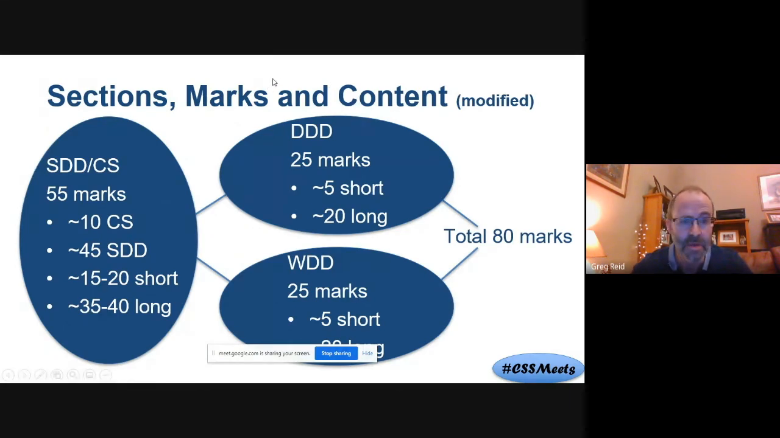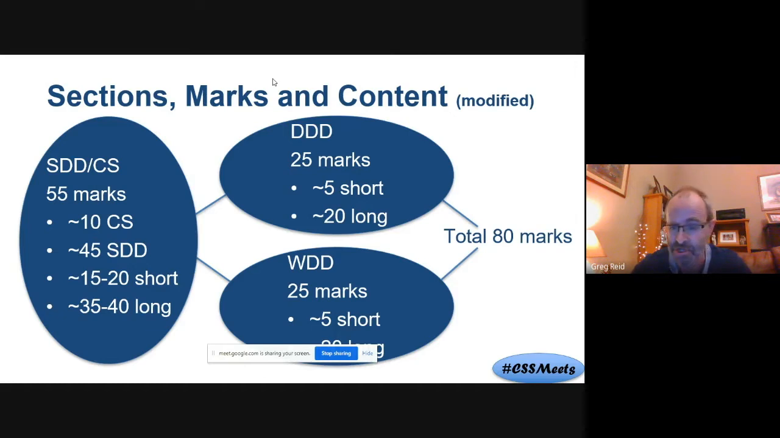If you do want to create a prelim, there's the current setup that we have for SQA. This is obviously with the options at the moment, so this isn't the full 110 mark paper, it's the 80 mark paper, but for software development and computer systems, we've got 55 marks, 10 computer systems, 45 software, roughly. It doesn't have to be exact. If we're a mark or two out either way, we're quite happy with that.